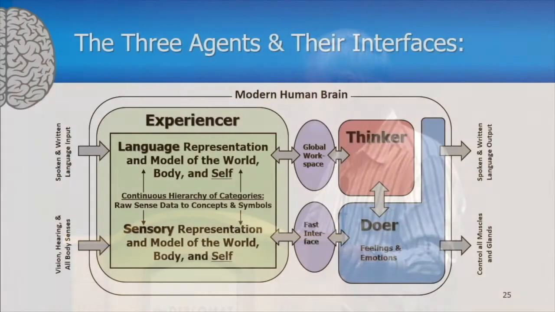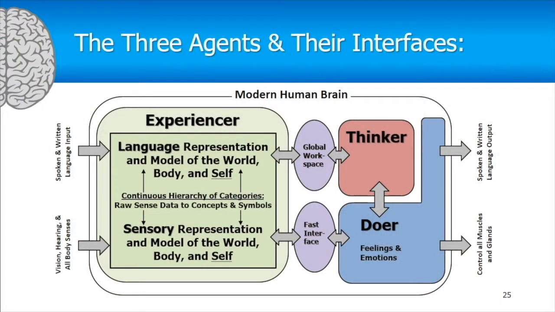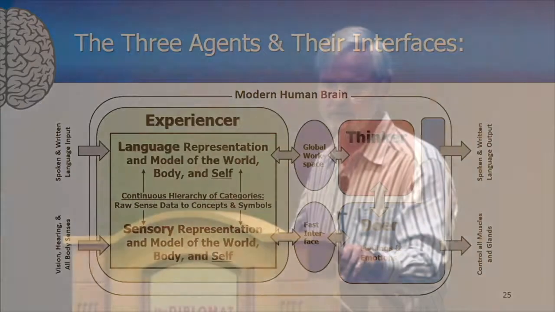Now remember that according to dual process theory, the thinker is the conscious agent, the doer is subconscious. The doer undoubtedly sees me also, but you're not aware of the doer's experience of me. It uses a different interface, a fast interface, because the doer does things like sports. You have to have a fast interface to do sports. If you're trying to do sports with your thinker, you're going to lose every time.